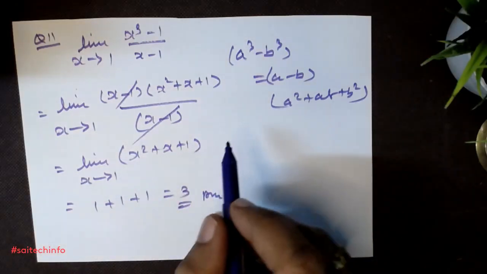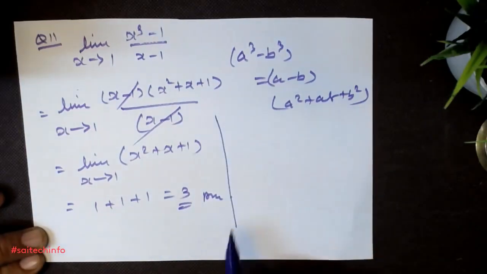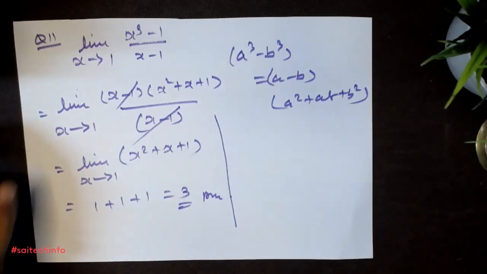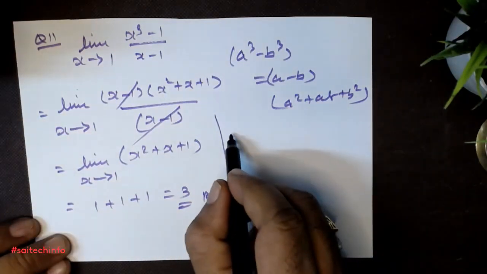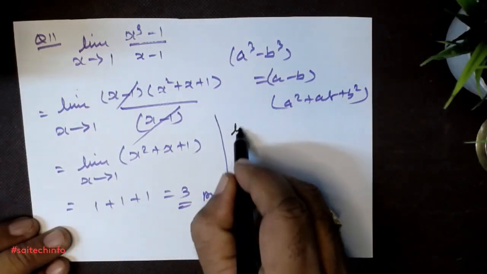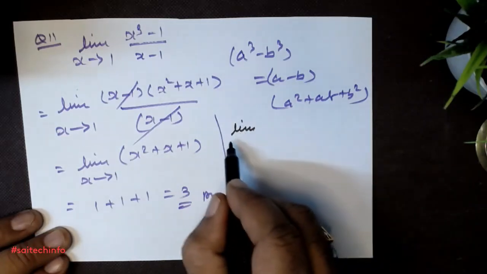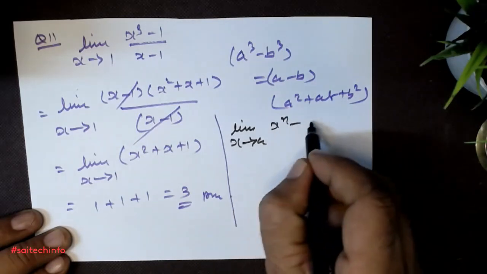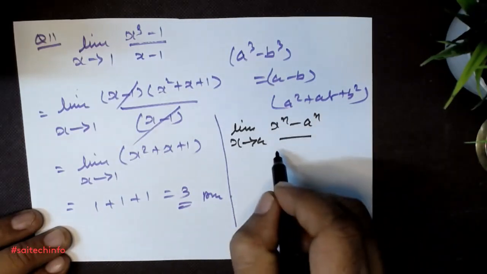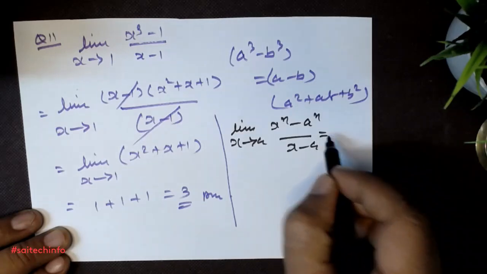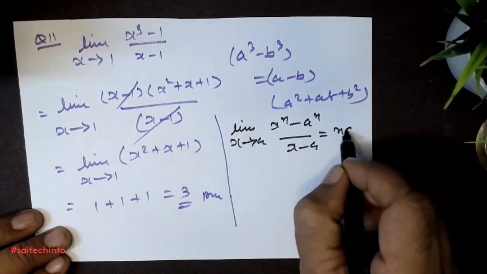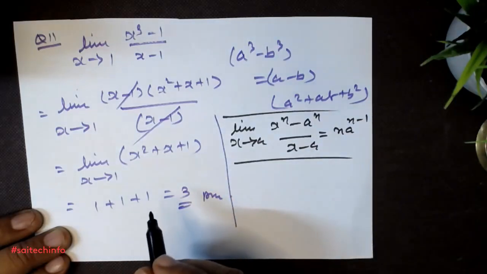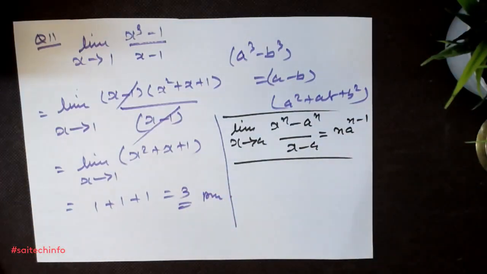Now we can apply the formula also here. So what is the formula? We have one formula for limit according to the theorem. So limit x tends to a, x power n minus a power n divided by x minus a is equal to n into a power n minus 1. So this is the formula you can apply. So based on that, let us proceed.